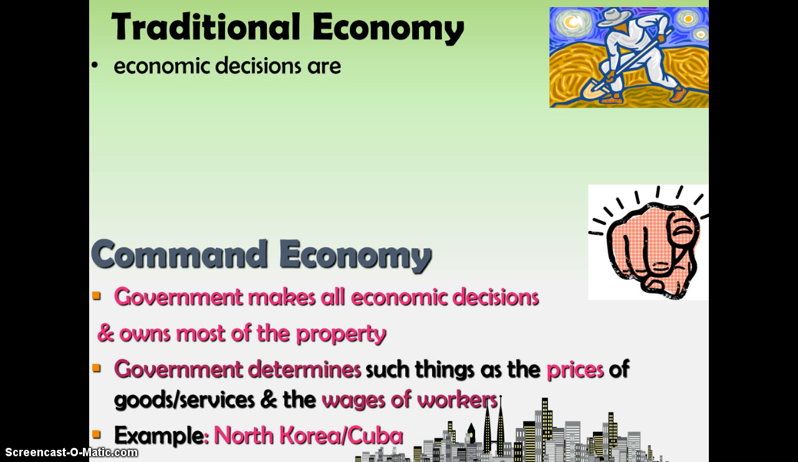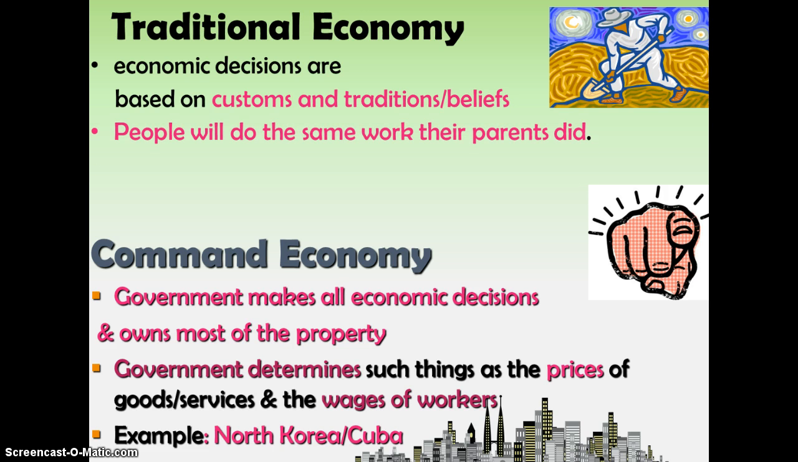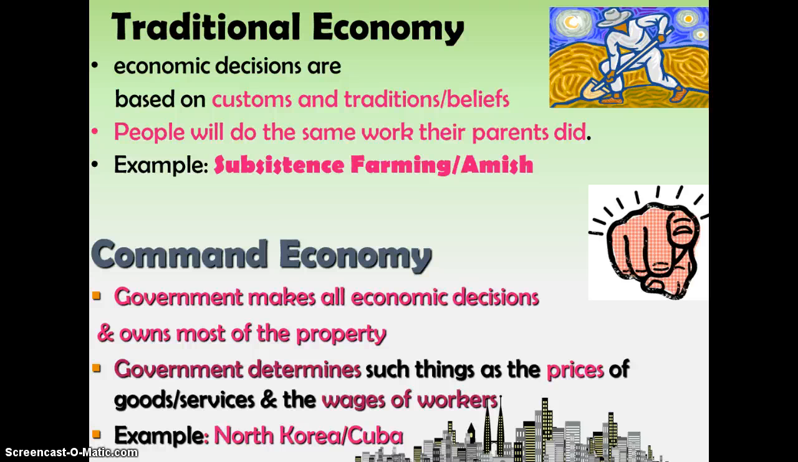In a traditional economy, economic decisions are based on customs, traditions, and belief. You do what your parents, your grandfather, and your great-grandfather did. They pass down those traditions and ideas, and you make a living based on what your ancestors did. An example is subsistence farming, where you make enough and barter for what you need. If you farm a certain crop, you trade for corn and you trade with your wheat. The Amish are another example of a traditional economy because they hand make everything, and those traditions have been passed down from generation to generation.